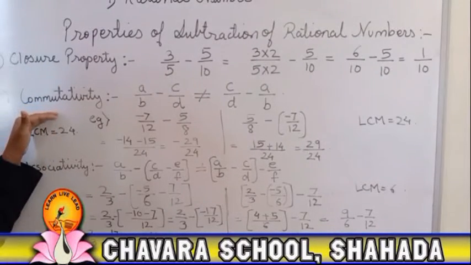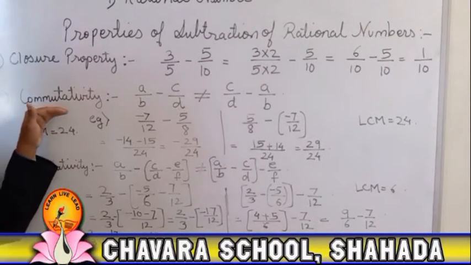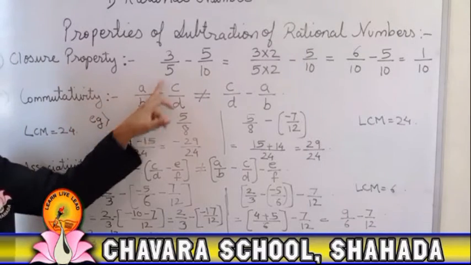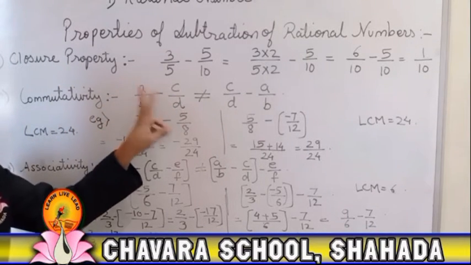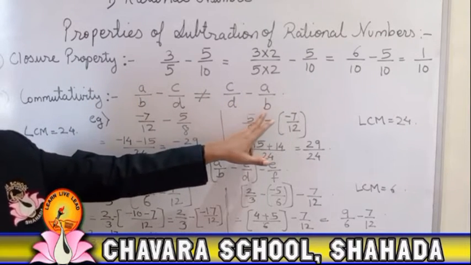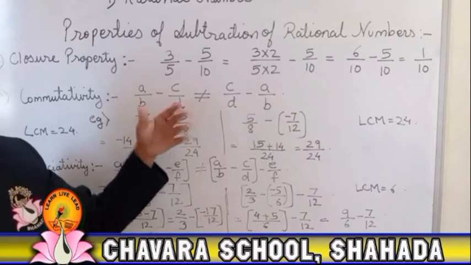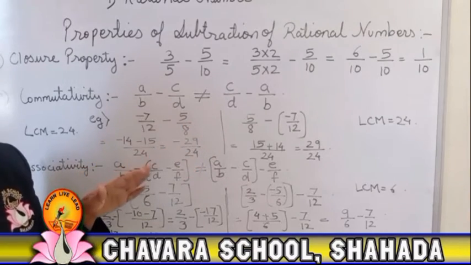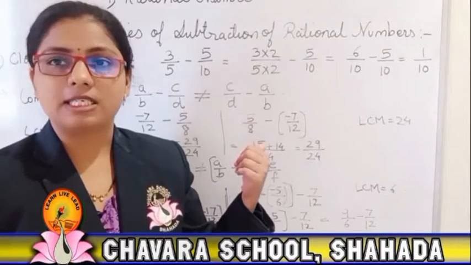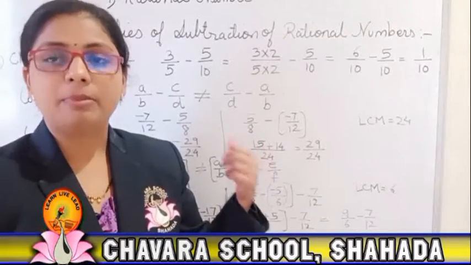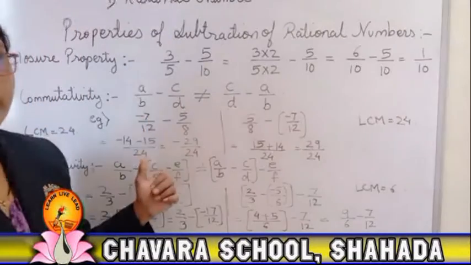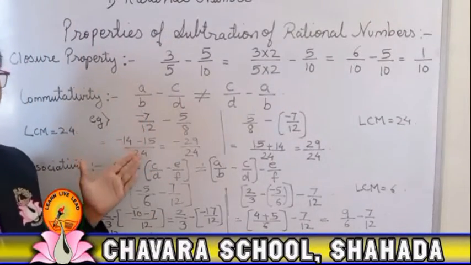Now next is the commutative property. The commutative property tells us that if A upon B minus C upon D is there, and after interchanging the places we write C upon D minus A upon B, both the answers will be different. They will not match. As in addition we know that they were equal, but here they will not be equal. So let us prove this property by an example.